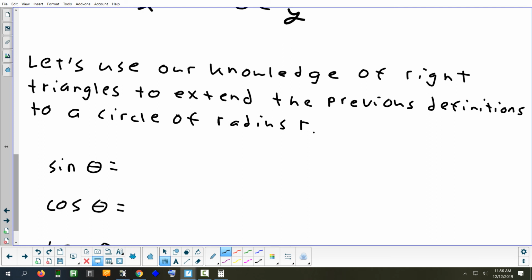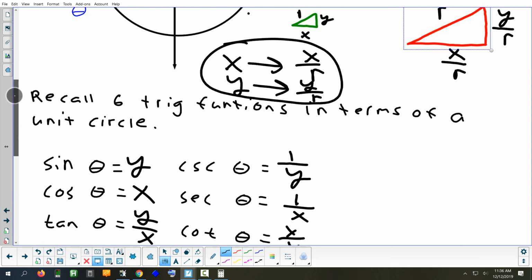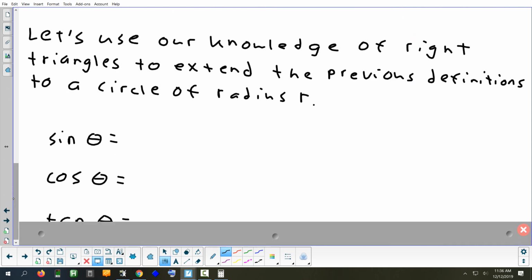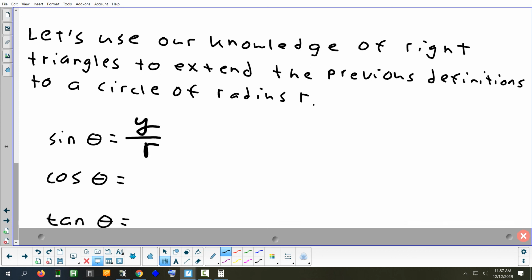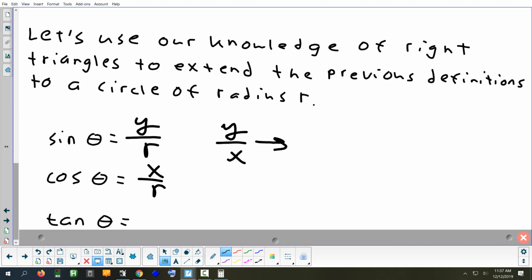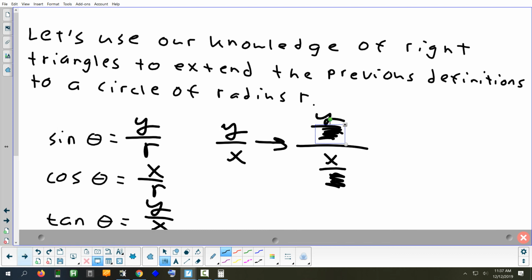So, sine was y, but y is going to turn into y over r. Cosine was x, but what does x turn into? X over r. And tangent was what? It was y over x, but y turns into y over r. X turns into x over r. It's the same thing. The r's cancel out, and tangent stays exactly the same. I think I write this, yeah, right here.